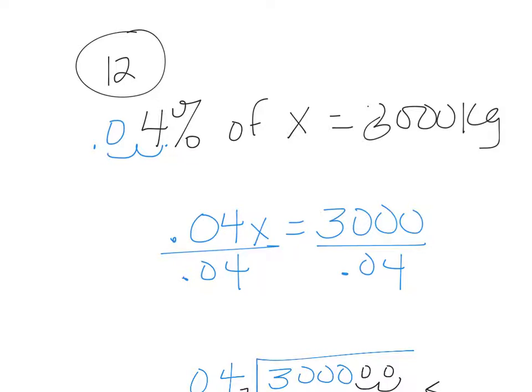And so our new setup is 4 going into 300,000. Here's our decimal here. Make sure we bring it to the top so that we can solve it. And I'm not going to do the whole long division with you right now, but when you do the whole long division, the answer comes out to be 75,000 kilograms. And that's it.